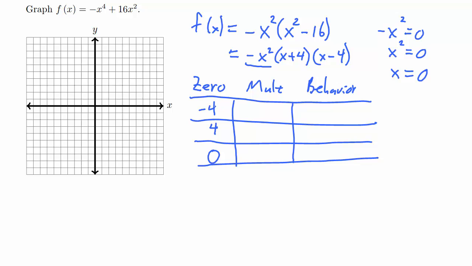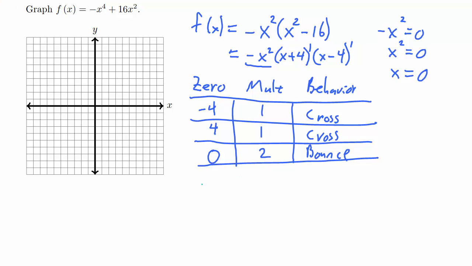Now, let's look at the multiplicities. For the negative 4, which came from right here, its exponent is 1. The 4, its exponent is 1. And the 0, its exponent is 2. So it's a multiplicity of 2. So at the negative 4 it crosses. At the 4 it crosses, again, because its multiplicity is 1. And at the 0, it bounces. And it bounces because that multiplicity is even.